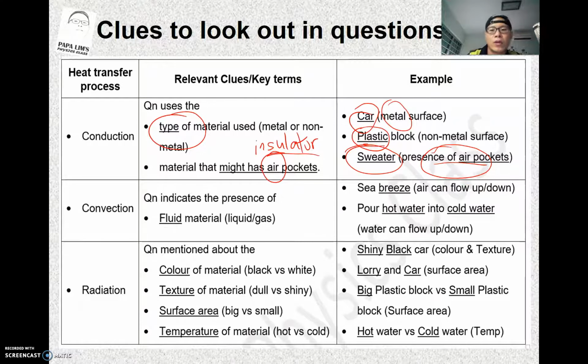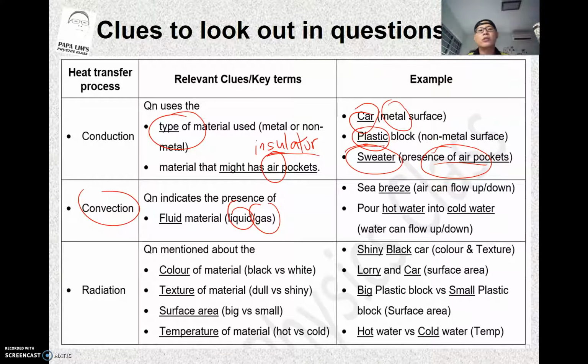If we're dealing with convection, one of the clues or terms is the presence of a fluid, whether liquid or gas. Be it air, water, cold water or hot water, the fact that the question mentions fluids, gas and liquid, is one clue that convection current might be the key source of the answer.